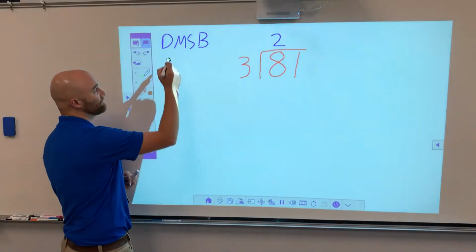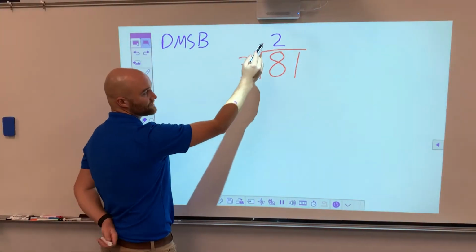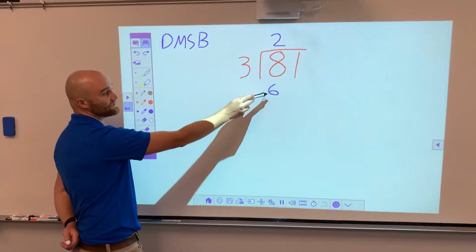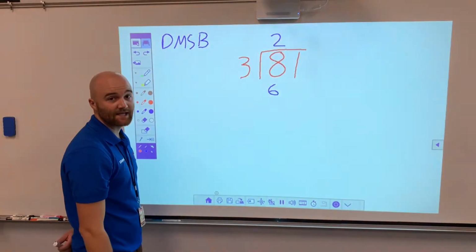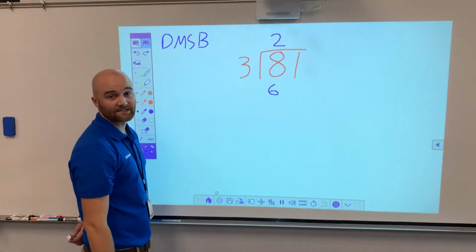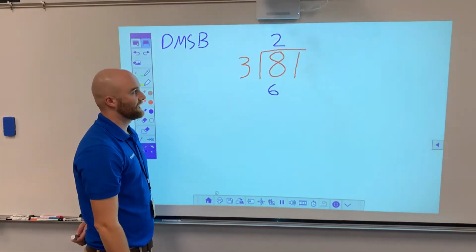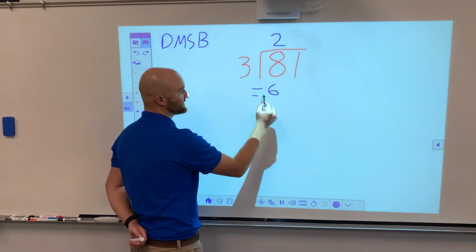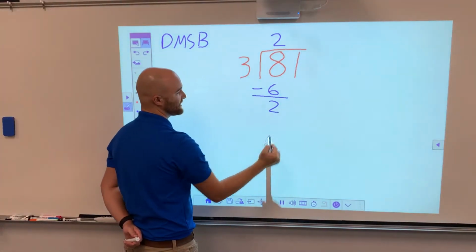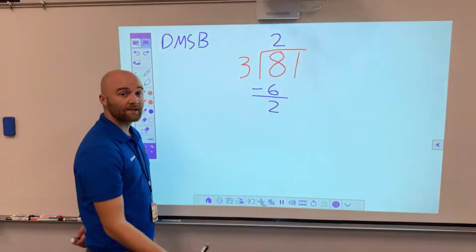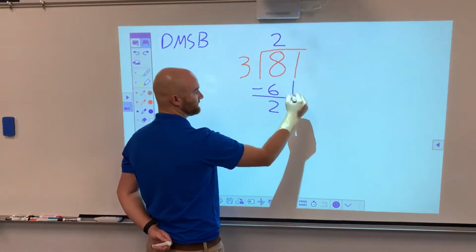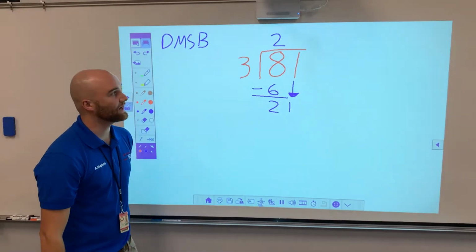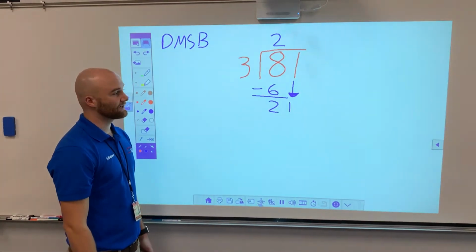So I'm going to multiply 3 times 2, which will give me 6. Because 6 is less than 8, I know that I didn't go too high. Let's do my subtraction to make sure that I didn't go too low. Minus, and a 2 here. Then I'm going to bring down the 1. All right, so it looks like I got that one right.